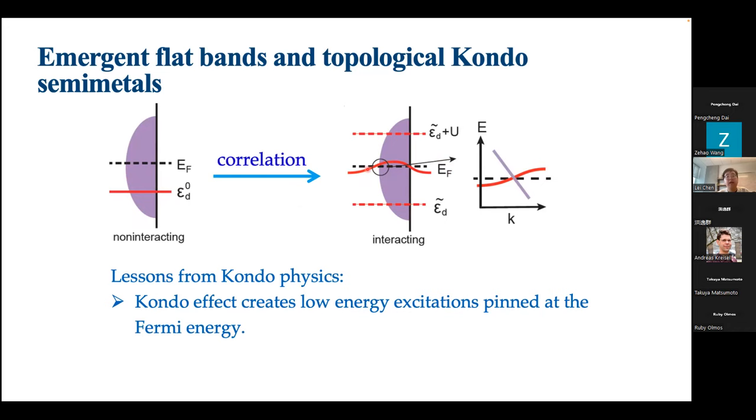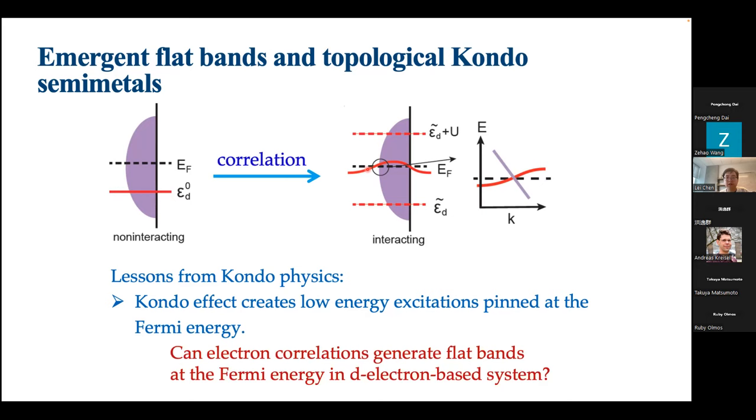The question then arises whether these electron correlations can generate a flat band at the Fermi energy also in these d-electron-based systems, in particular these flat band systems.